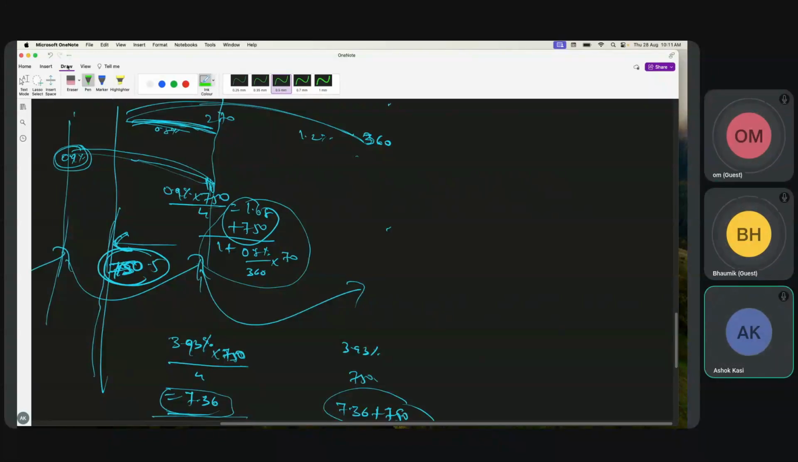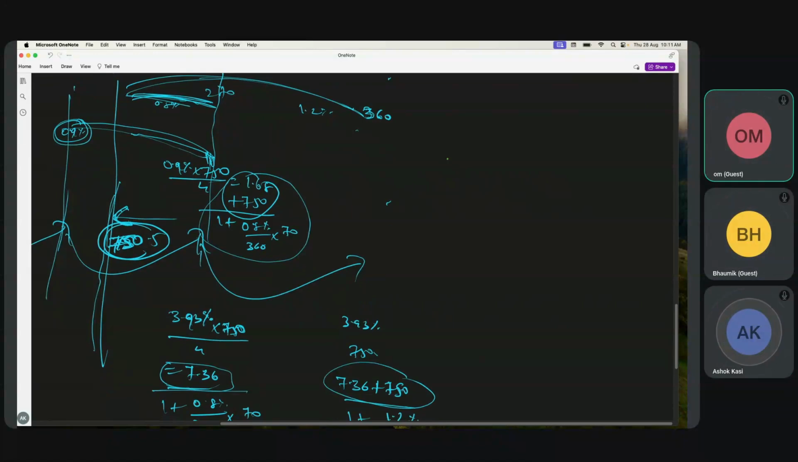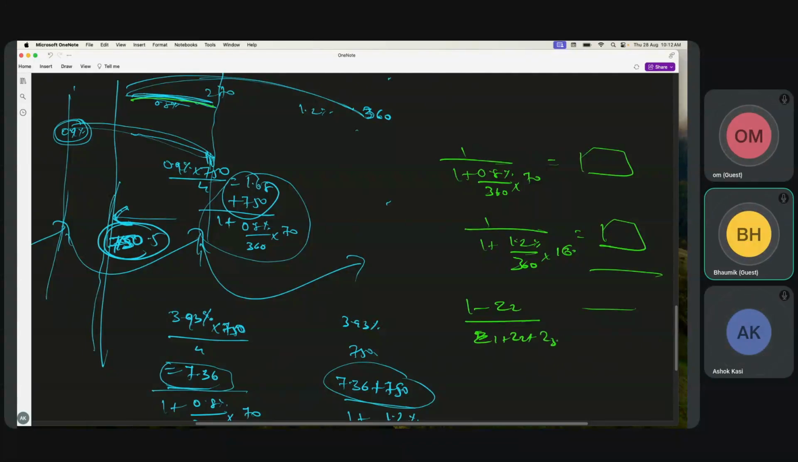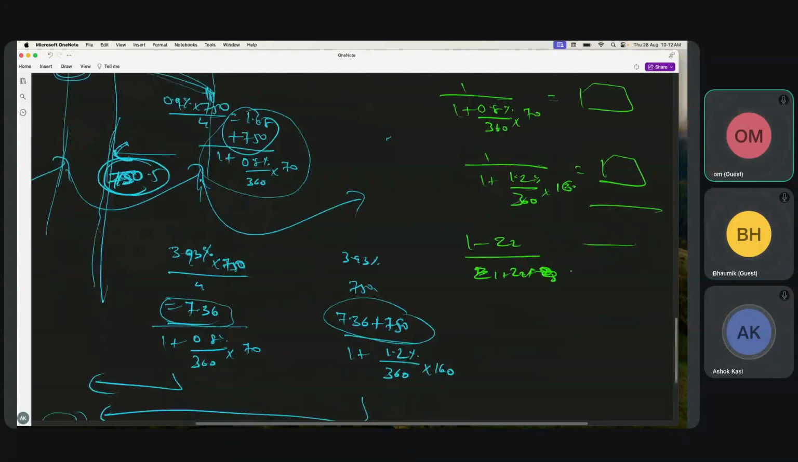No, just tell me the steps. What is the step that you have taken? You have taken 0.8 percentage, right? You took 1 plus 0.8% divided by 360 into 70 days. You got some number here. Then you took 1 plus 1.2 percentage divided by 360 into 160. You got some number here. Then you must have done 1 minus z2 divided by z1 plus z2. Okay. Then you got the rate.